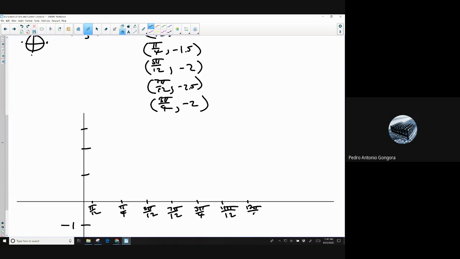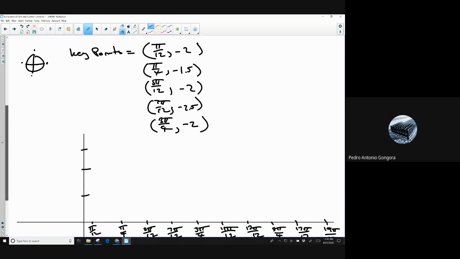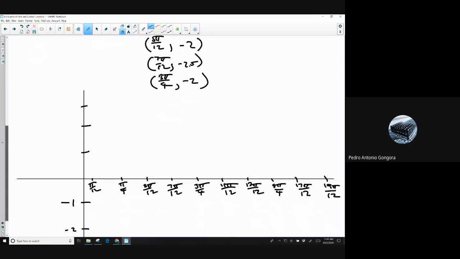13 pi over 12, 5 pi over 4, 17 pi over 12. Is that enough? 1, 2, 3, 4, 5. I need one more. And 19 pi over 12. Okay, so now from here I start plotting the points, negative 2.